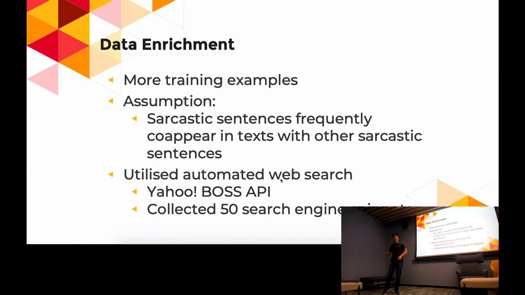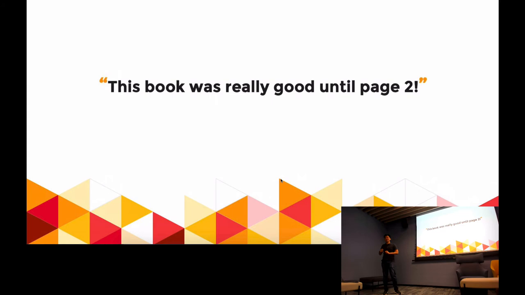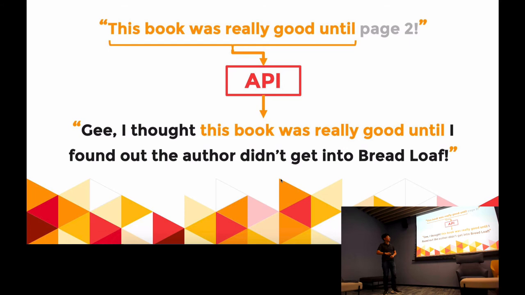What do I mean by snippets? In this case, it's like, "This book was really good until page 2," for example. We pick the first 6 words and put them into the API. This is what we get: "Gee, I thought this book was really good until I found out that the author didn't get into bread loaf." I don't know what that means, but I think it's sarcastic. Yes. So this is how we got more training data.